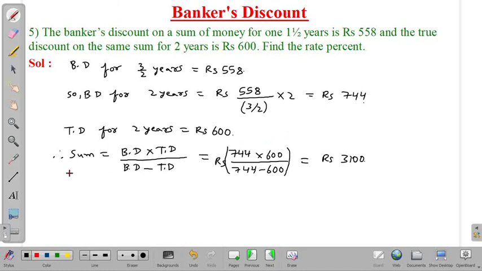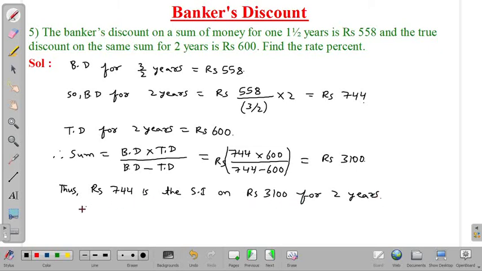Now we have the sum, and we have the banker's discount for 2 years as 744. So what is banker's discount? It is the simple interest on the sum. Thus we can say rupees 744 is the simple interest on the sum rupees 3100 for 2 years. Okay, so we have simple interest, we have sum, we have time.